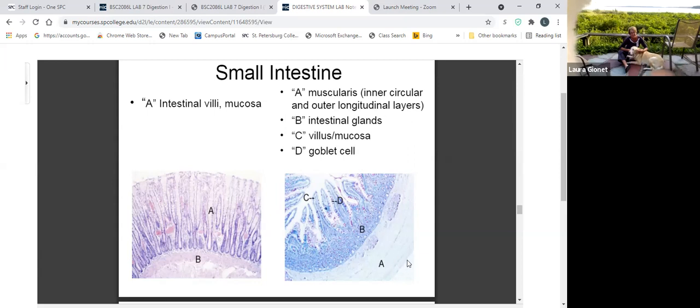A is pointing to the muscularis layer, the inner circular and then the outer longitudinal. You have intestinal glands found here at B, the villi, and it's just pointing to some goblet cells. I generally don't ask about the goblet cells, but if you're wondering, goblet cells, just like along the respiratory system, secrete mucus.